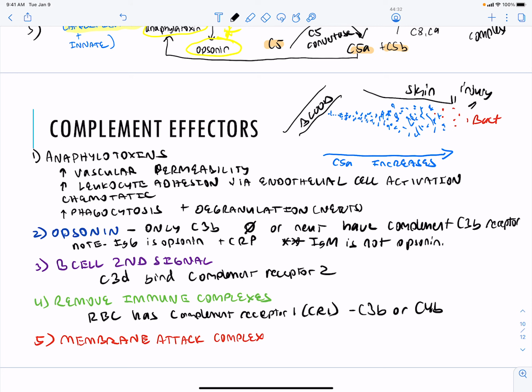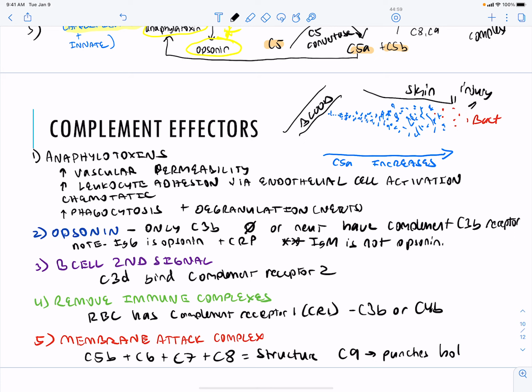And of course, there's also the membrane attack complex. The membrane attack complex is C5b plus C6 plus C7 plus C8. And this equals, you can call it a channel. It's not quite a channel. We'll call it a structure. And then C9 punches the hole. But C9 is dependent on the complex C5b, 6, 7, and 8, and then it can bind to them and it can penetrate the membrane of the bacteria.